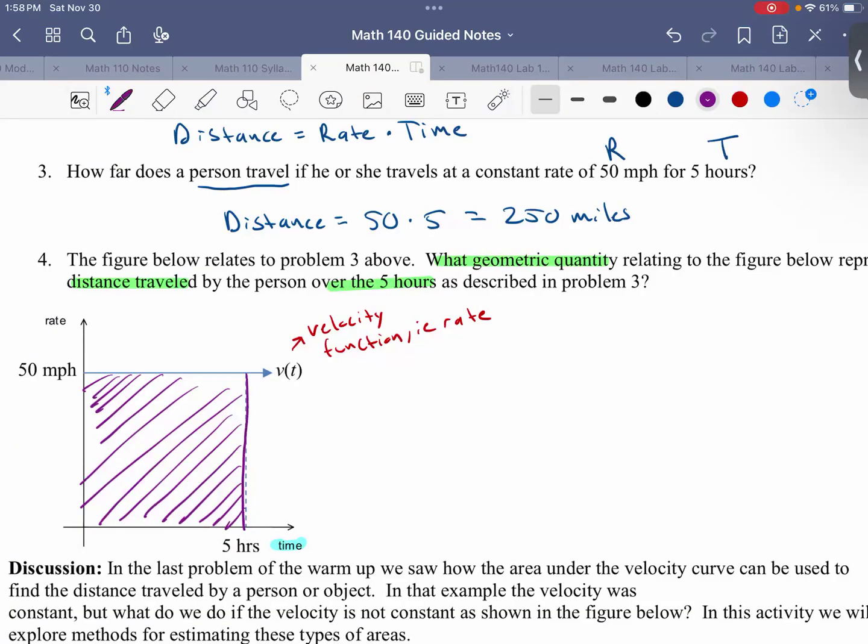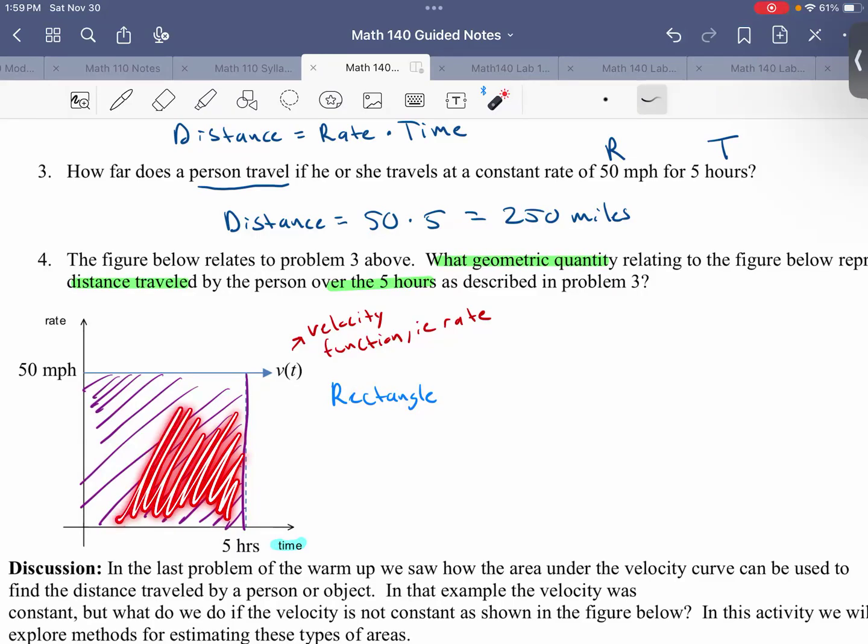So what geometric quantity looks like this? Well, to me, this looks like a rectangle. It's not a square because the sides are not the same. This is 5 hours and this is 50. So it's a rectangle, and to find the distance traveled, I need to find the area of this purple portion below.